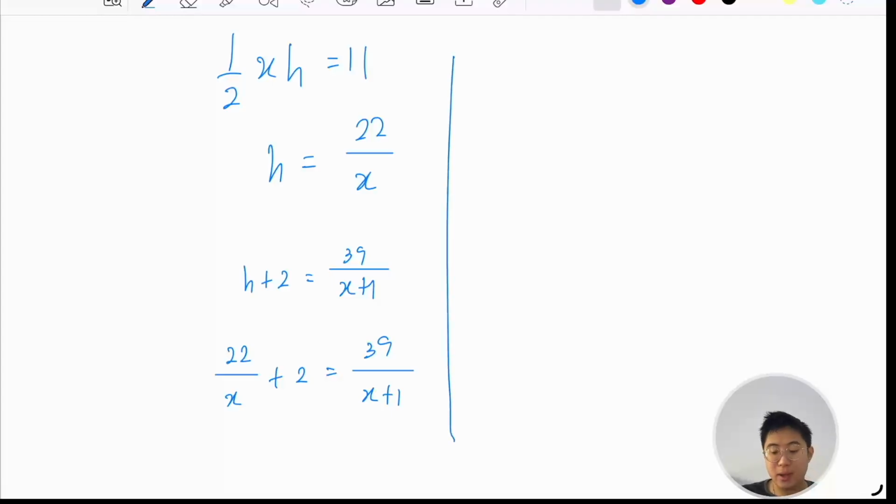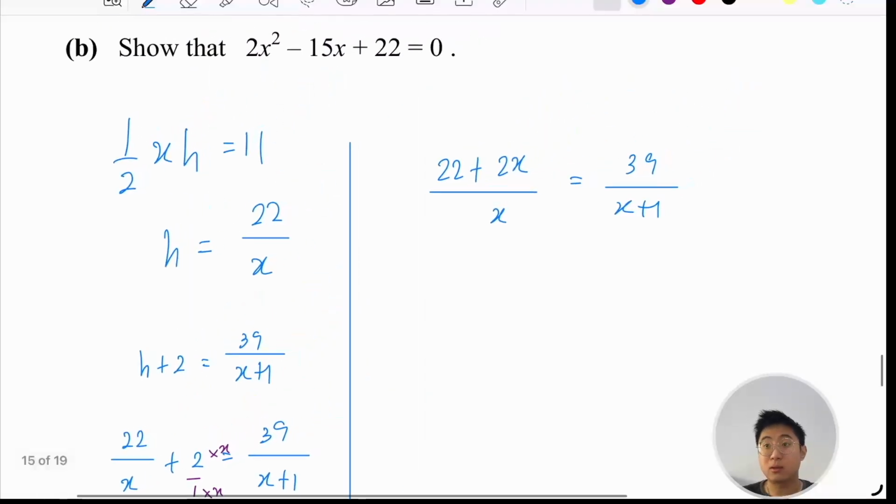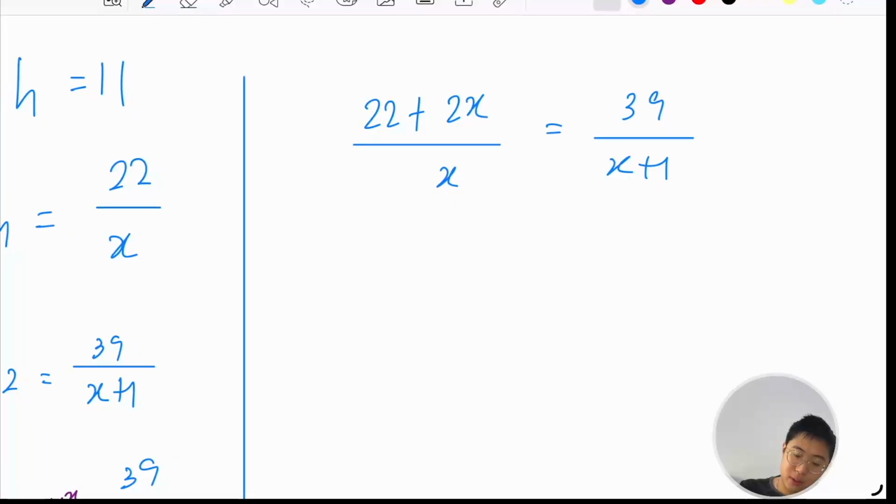I can make them into a single fraction on both sides. This 2 is basically over 1, so times x. I will have 22 plus 2x over x, and then, as I know, equals 39 over x plus 1. Okay, so I'll just cross multiply that. You'll have 22x plus 22 plus 2x squared plus 2x. This is all on the left side when I cross multiply like that.